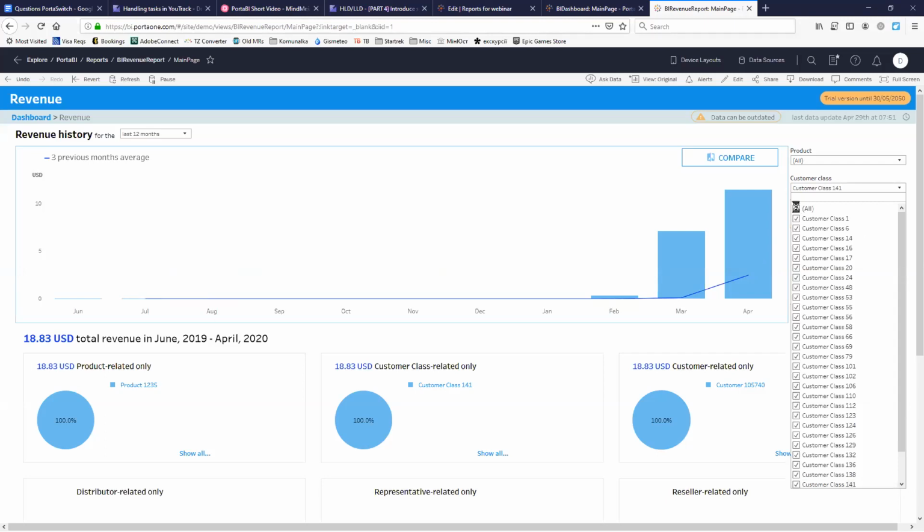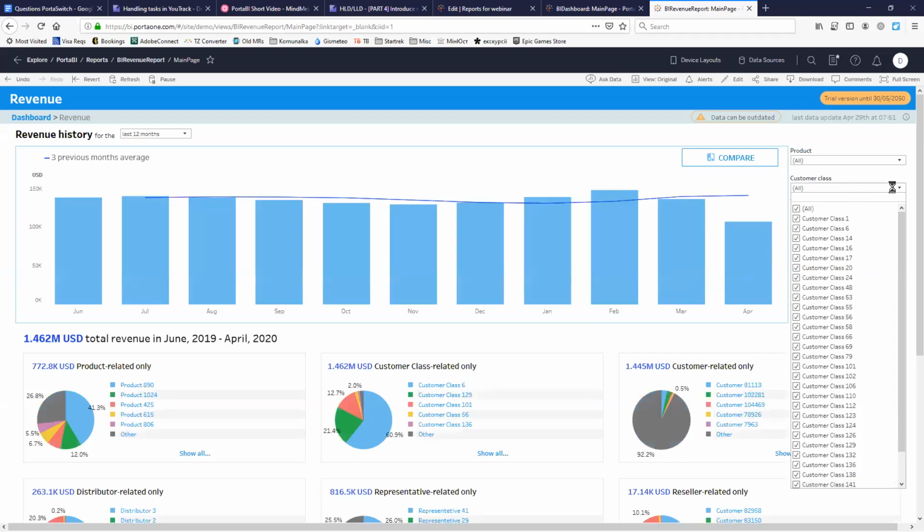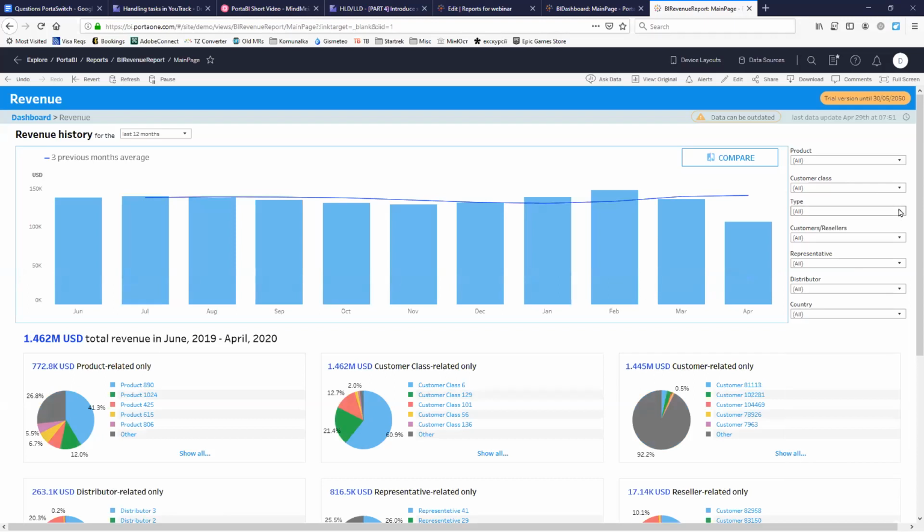And of course, you can do the filtering by other parameters, like by representatives, resellers, and so on. You can also choose revenue specifically only for direct customer or specifically for resellers, because resellers are typically a totally different league, right? So you can do that filtering as well.